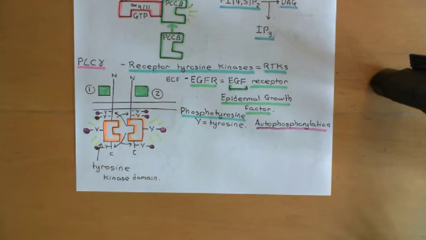Now, we're not going to go through all of the different signaling cascades that receptor tyrosine kinases can activate. The one that we're going to be interested in is the activation of phospholipase C gamma enzymes.